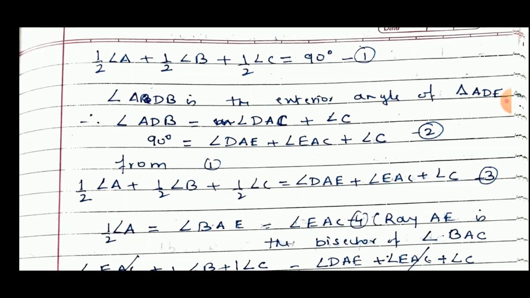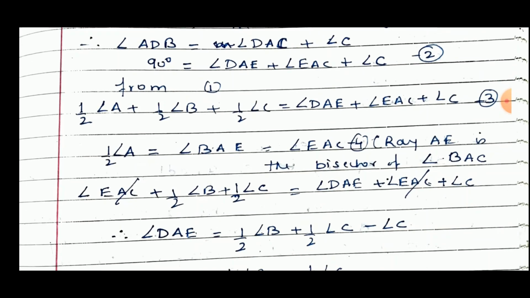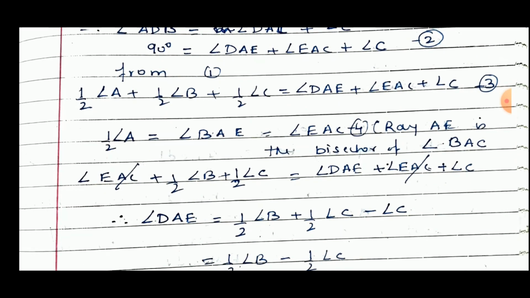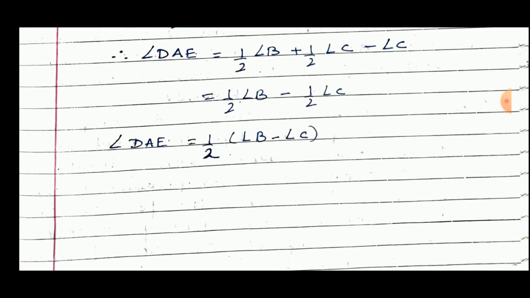Ray AE is the bisector of angle BAC. So EAC plus half of angle B plus half of angle C equals DAE plus EAC plus angle C, and EAC on both sides cancels. DAE is equal to half of angle B plus half of angle C minus angle C. So this is half of angle B minus half of angle C. Taking half common, it is half of angle B minus angle C.